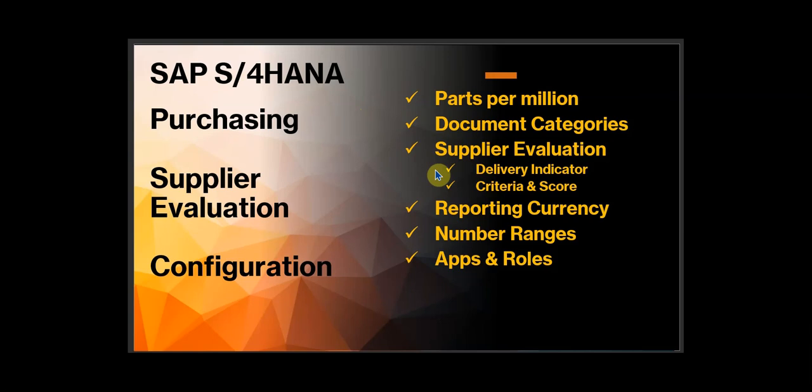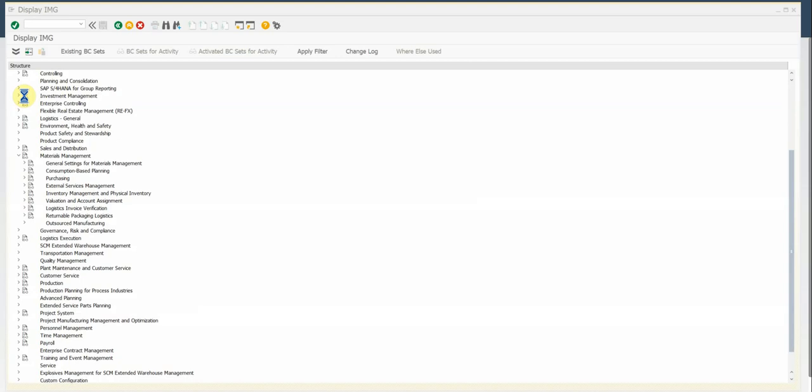Then how we set up the criteria and scores, very important, where you select your reporting currency, number ranges, that's very important, and then the apps and the roles that you need to make this work. Okay, let's start. Let's work through the config.